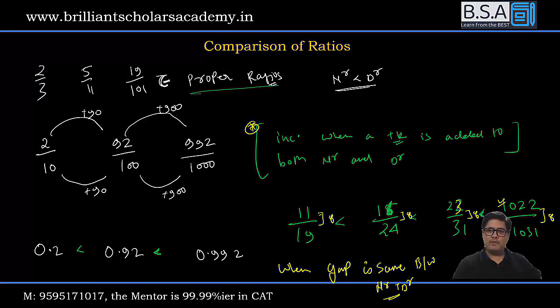Proper ratios increase when a constant is added to both. The second way of saying was, when the gap is equal between numerator and denominator, larger numbers give you larger ratios.